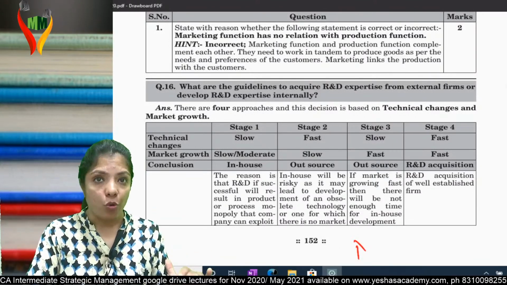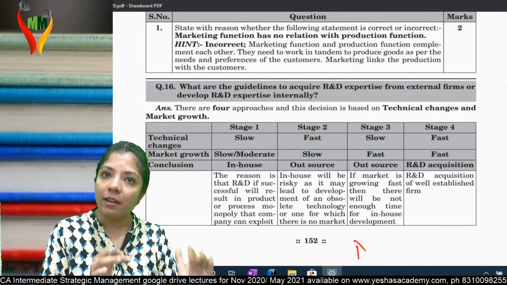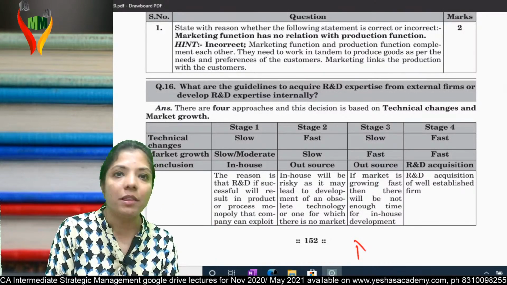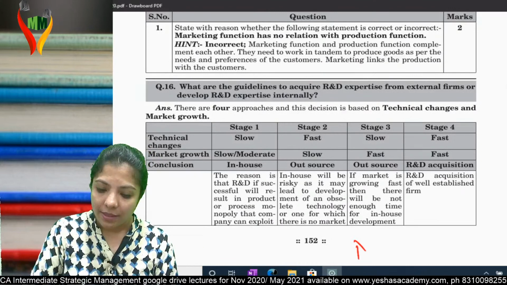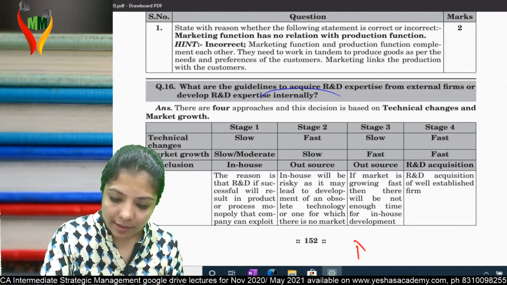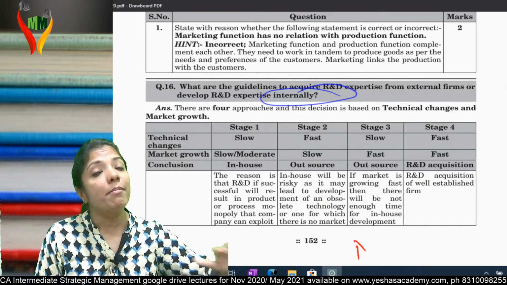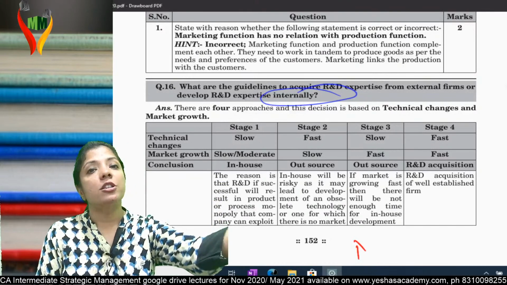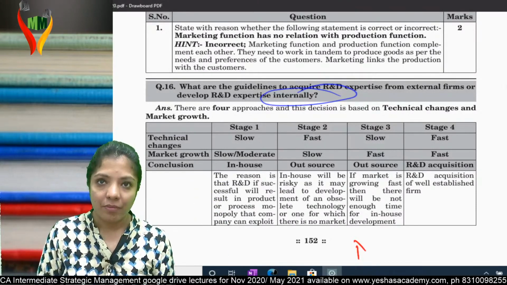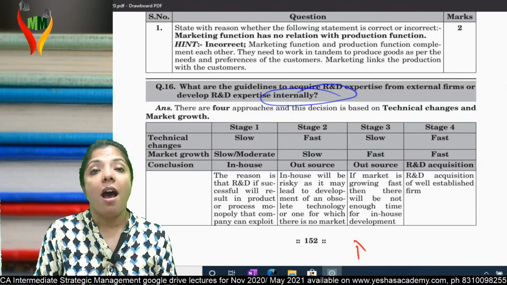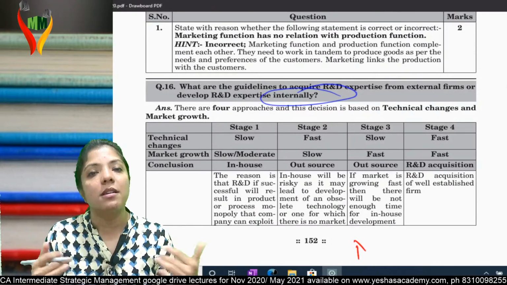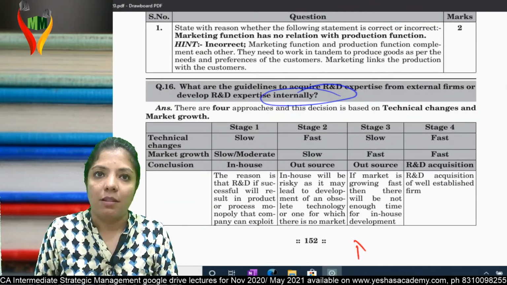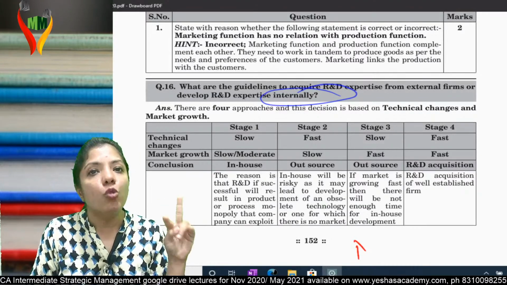Understand? I have two choices. I do trial and error. I do research and development. I come with a new technology and launch a product in the market. That's called in-house. Or else somebody has already done the trial and error and come up with the technology, I'll purchase the technology and launch a new product in the market. That's called outsource. For example, I am making cake on my own. That's called in-house. Or somebody's already made the cake, I'll just go and purchase it. That's called outsource.